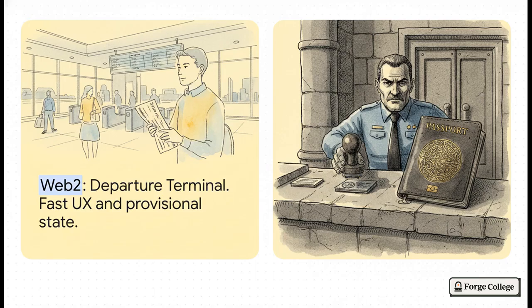Solana, on the other hand? That's the arrivals customs desk. The agent there honestly doesn't care if you're in a hurry. They perform strict cryptographic checks. And when they finally stamp your passport, it's an immutable, globally agreed upon record. You can't fake it, and you certainly can't undo it.